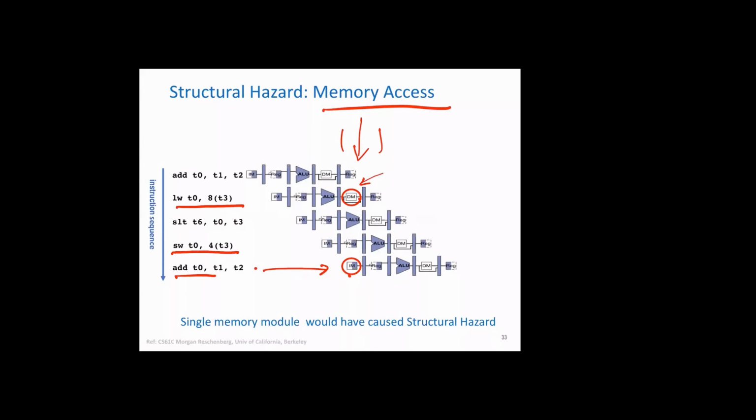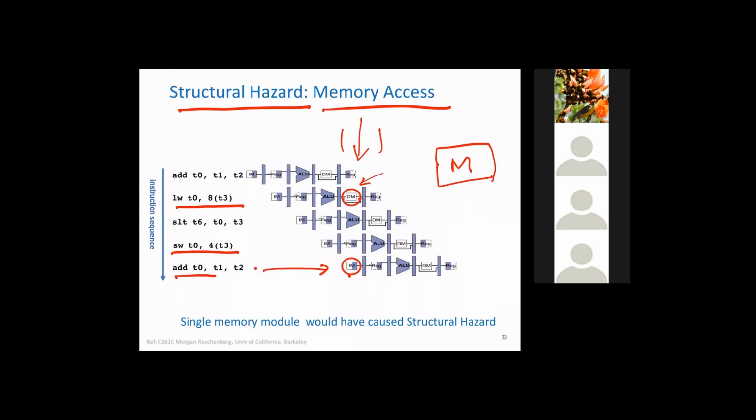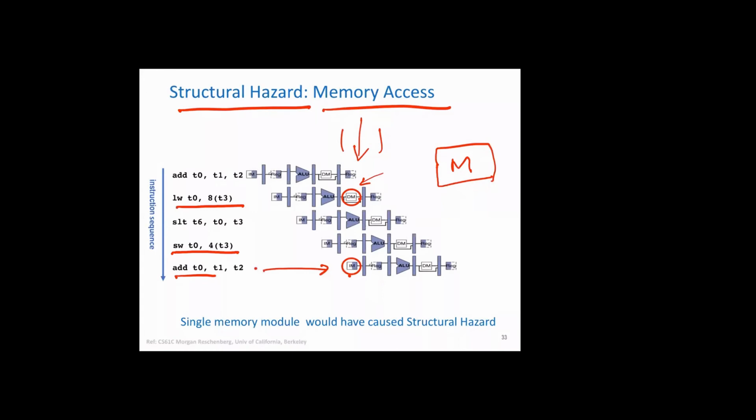Had we had a single memory which can be used both for data as well as for instructions, then we would have ended up in a structural hazard. So a single memory module would have caused a structural hazard. Hence we have separate instruction memory and data memory. Any question?